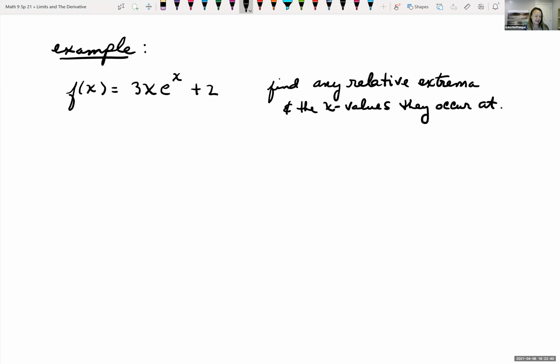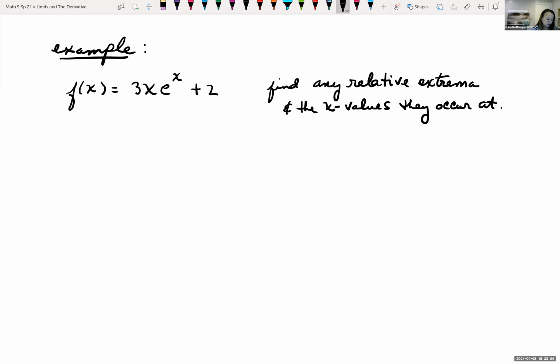Looking at another example of finding relative extrema, where there is a local max or a local minimum value and the x values those occur at. So we're given f of x is equal to 3x times e to the x power plus 2. I notice we always need to take the derivative and we want to find our critical numbers.